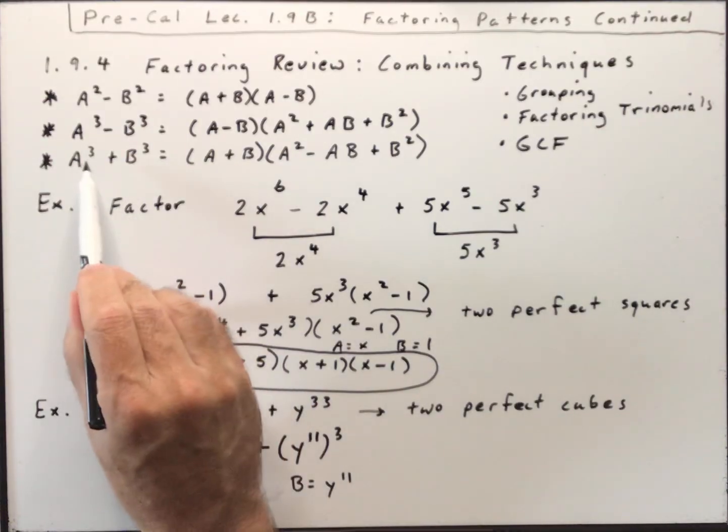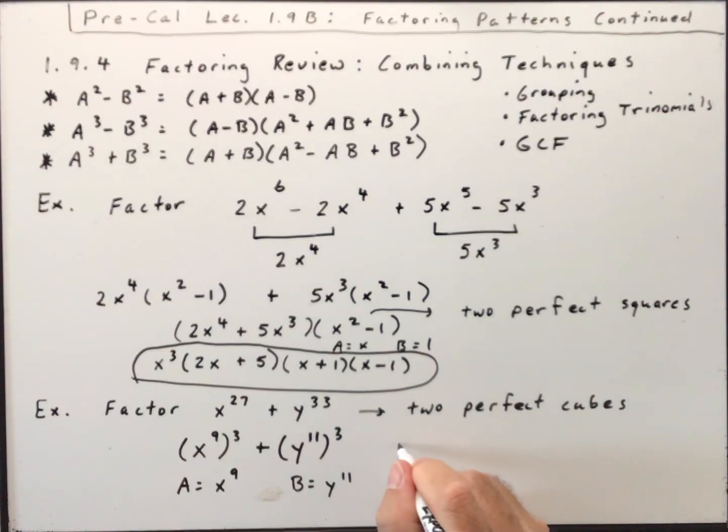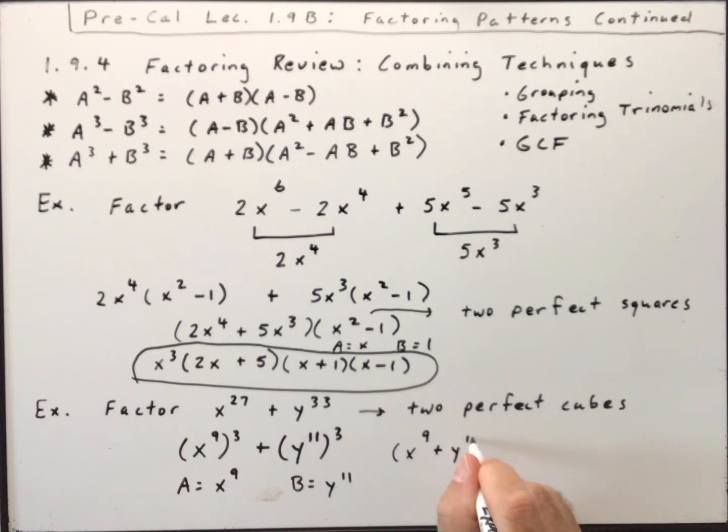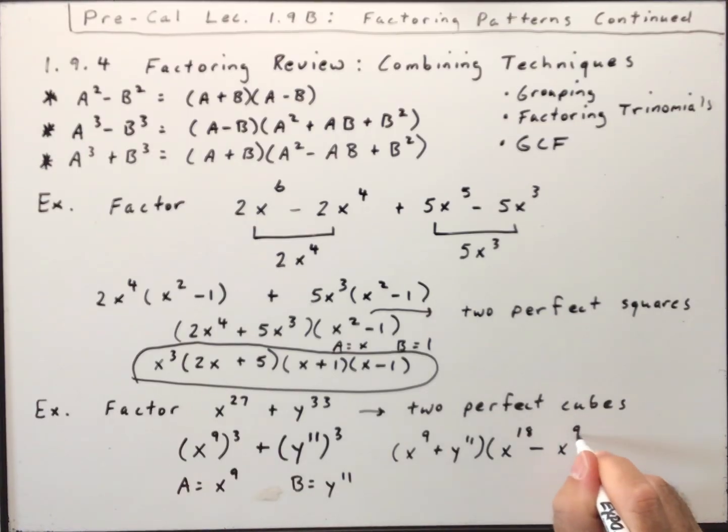So we're going to use the addition, or sum of two perfect cubes formula here. We would have A plus B, that's x to the 9th plus y to the 11th, times A squared. Well, what's x to the 9th squared? It's x to the 18th. And then it's a minus sign, right? A times B, that's just going to be x to the 9th times y to the 11th. And then finally plus y to the 11th squared, B squared. So that's going to be y to the 22nd.